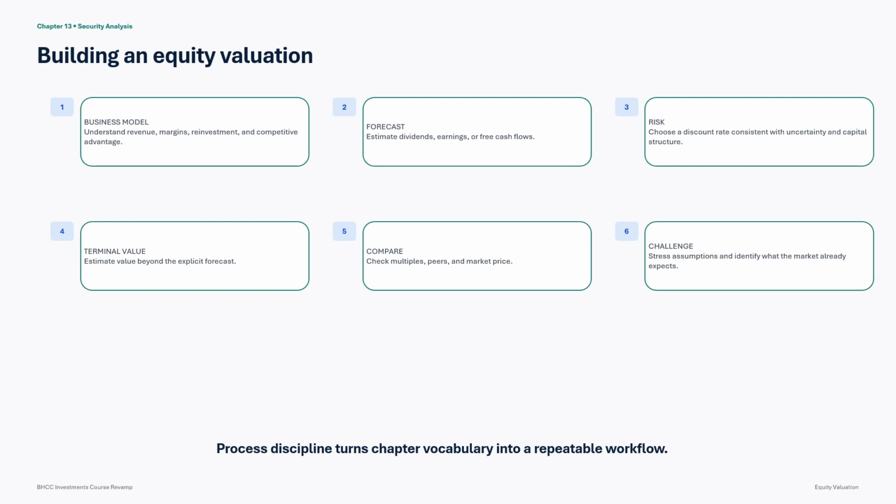Step 3 is risk. Choose a discount rate consistent with the uncertainty in capital structure. The rate should reflect the risk of the cash flow being discounted. Equity cash flow requires an equity return. Firm cash flow requires a blended capital cost. Using the wrong rate can create a beautifully formatted error. Step 4 is terminal value. Most companies are expected to operate beyond an explicit 5 or 10-year forecast, so the analyst must estimate continuing value.